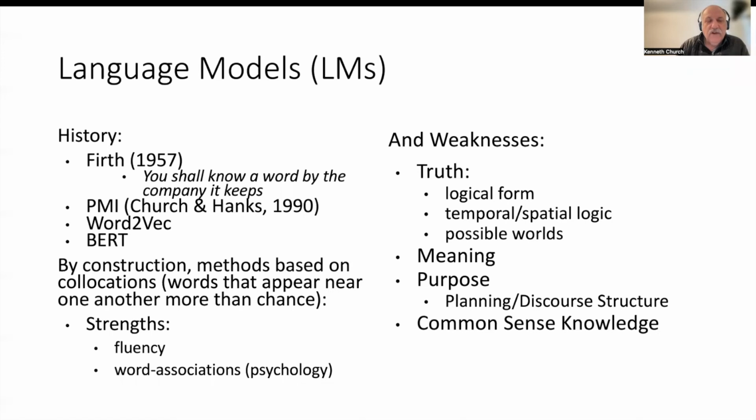And by construction, these methods look for words that appear near one another more than chance. The strength of these methods is they're really good on fluency, and they're pretty good at things that psycholinguists refer to as word association norms. They also have plenty of weaknesses, and we're going to talk about some of these opportunities for improvement now.